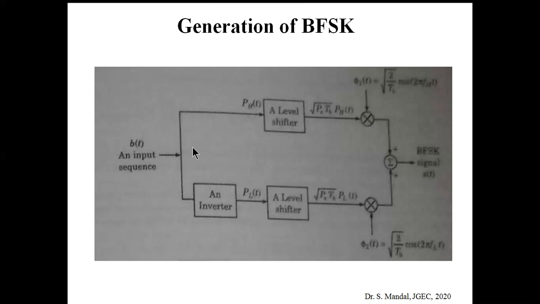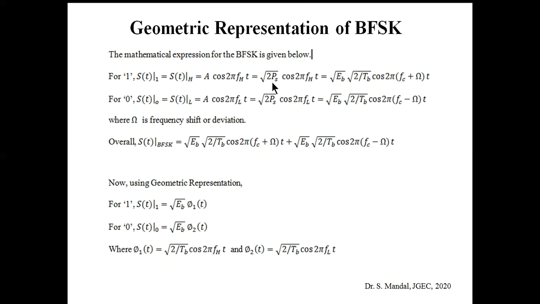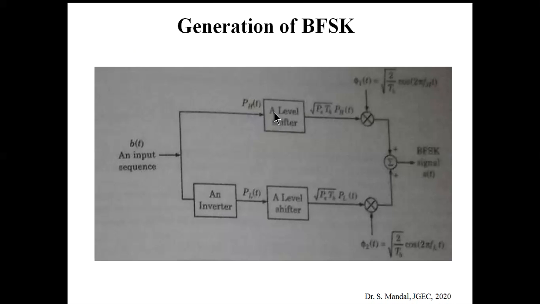So coming to the first case, this input sequence bt is applied on a level shifter. So what is a level shifter? A level shifter is nothing but an amplifier where some kind of gain or amplitude has been changed. So you can see that if we observe the corresponding equation, like root over Eb into 2 by Tb, or root over 2 Ps, this amount of gain needs to be introduced here. So here bt is nothing but phi 1t.